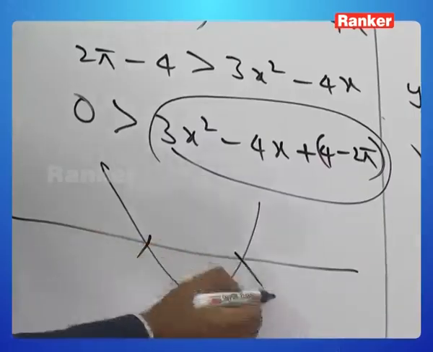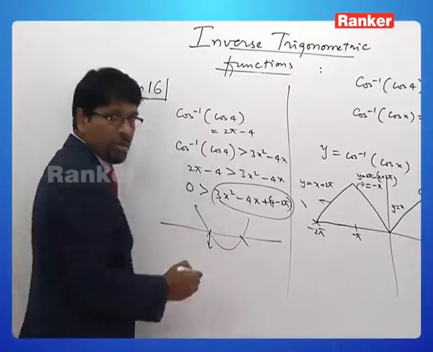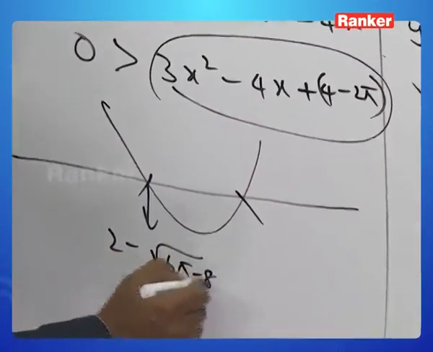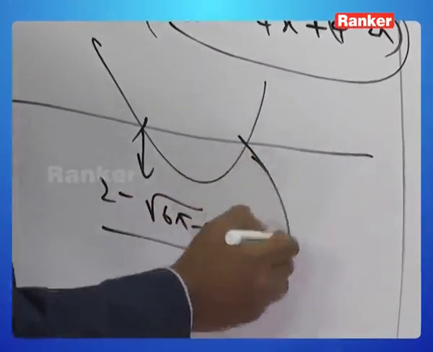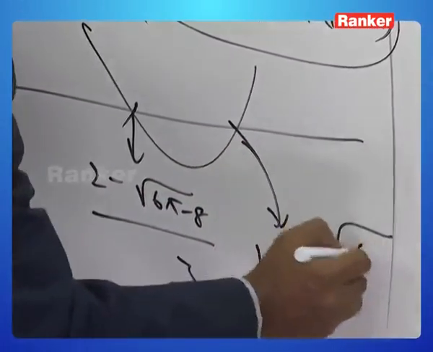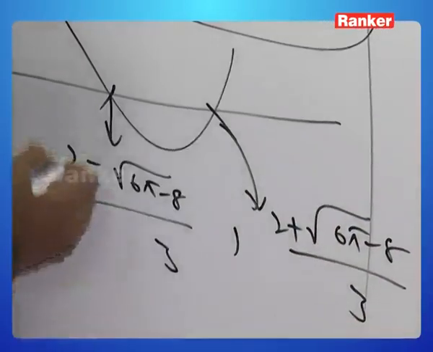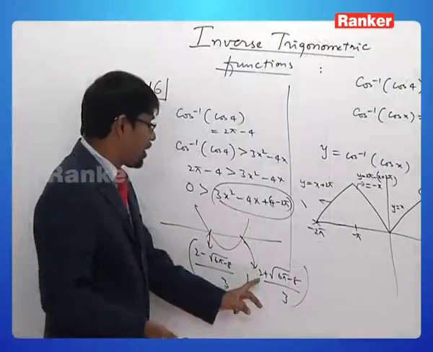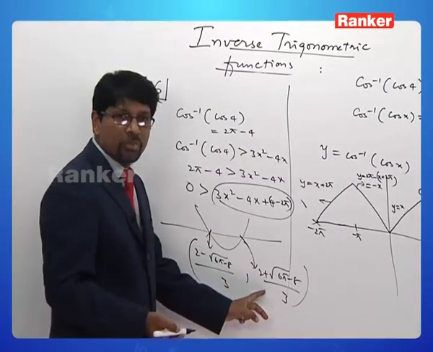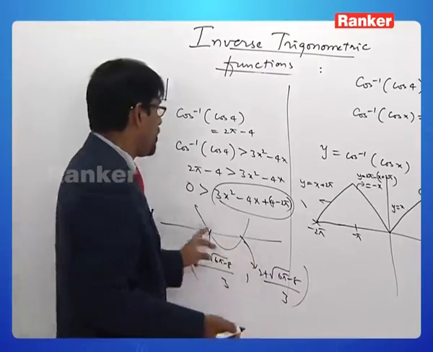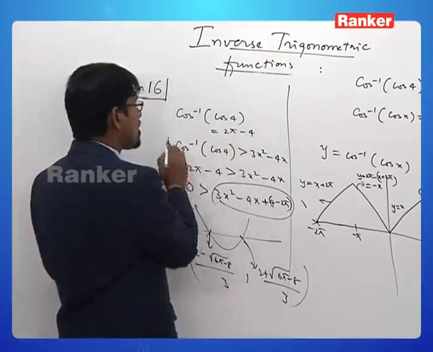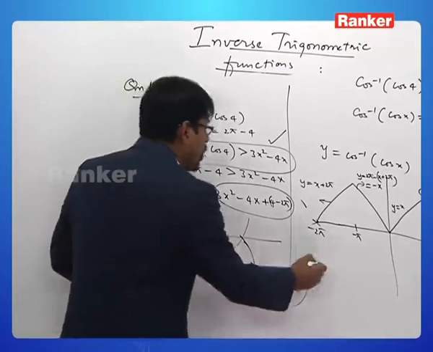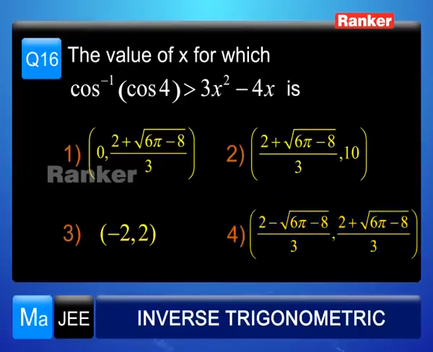And you know, that is between the roots. The roots will be 2 minus root of (6π minus 8)/3 and 2 plus root of (6π minus 8)/3. So, between 2 minus root of (6π minus 8)/3 and 2 plus root of (6π minus 8)/3, our x shall lie. So that x which satisfies this inequality shall be lying in this, and that is clearly seen in option 4. Option 4 carries this answer.